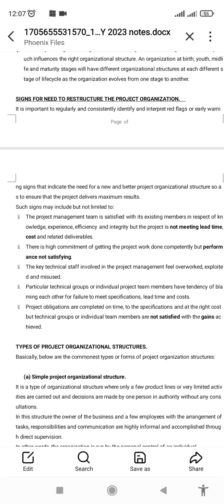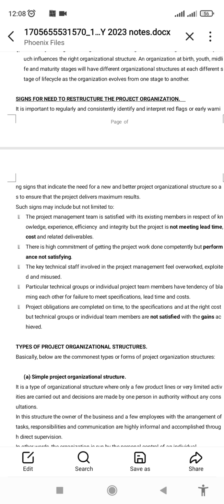Then number 3: if the particular technical group or individual group feel not satisfied with the gains achieved by the project. Let's say, for example, the project has achieved the results, but they feel not satisfied despite meeting specification, lead time, and cost. They feel still not satisfied, so you will have to restructure your project organization.